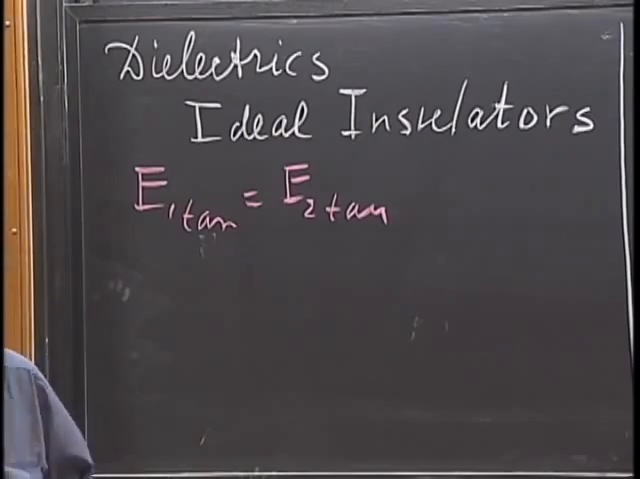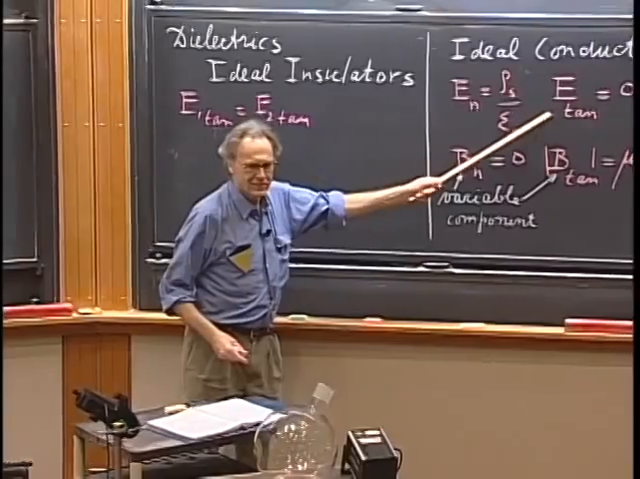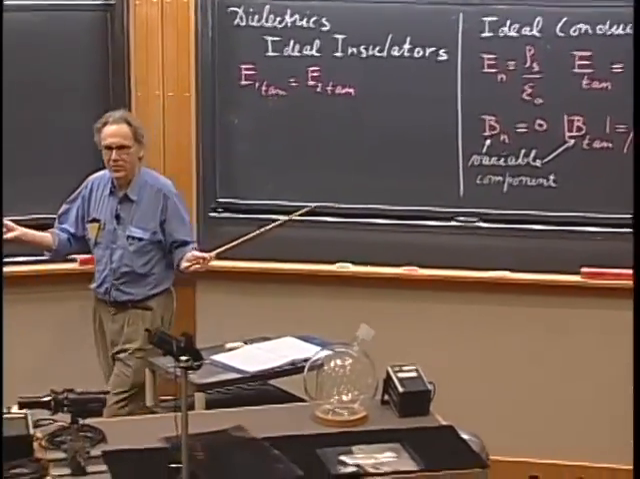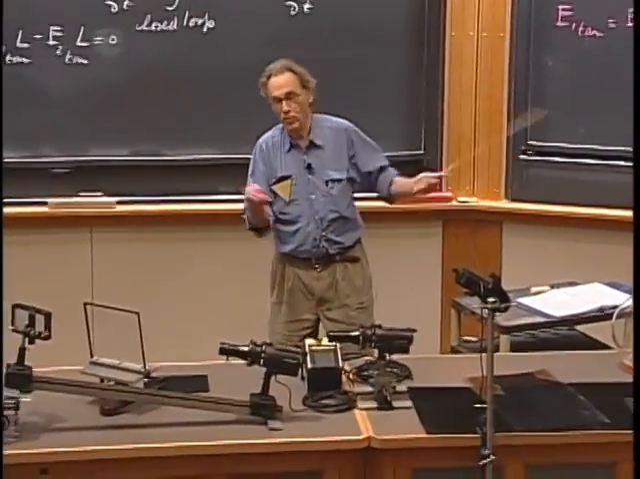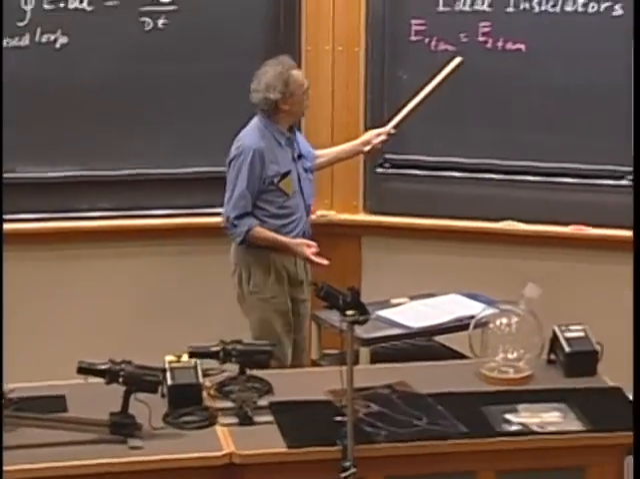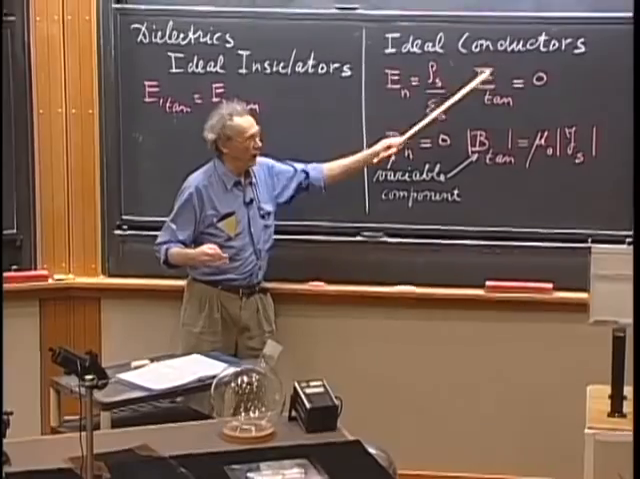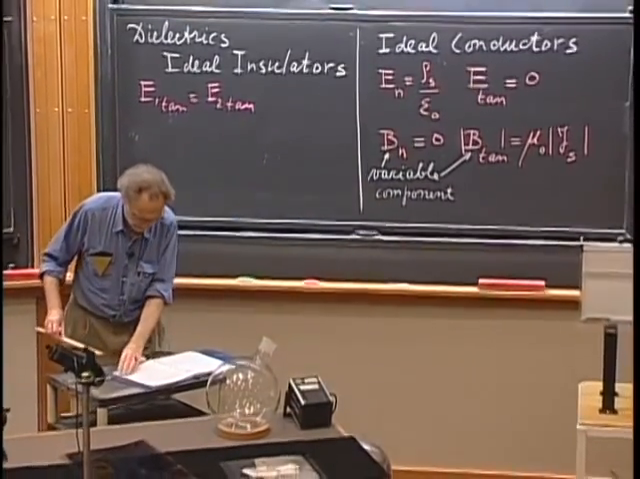It's not too different from a conductor. The only difference is that E tangential was 0 for a conductor, and so it was 0 on both sides. So this one and this one look alike, provided you keep in mind that for a conductor, it had to be 0.